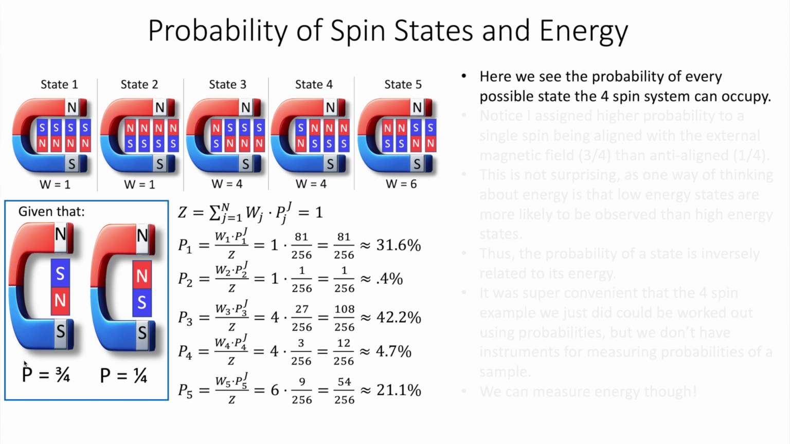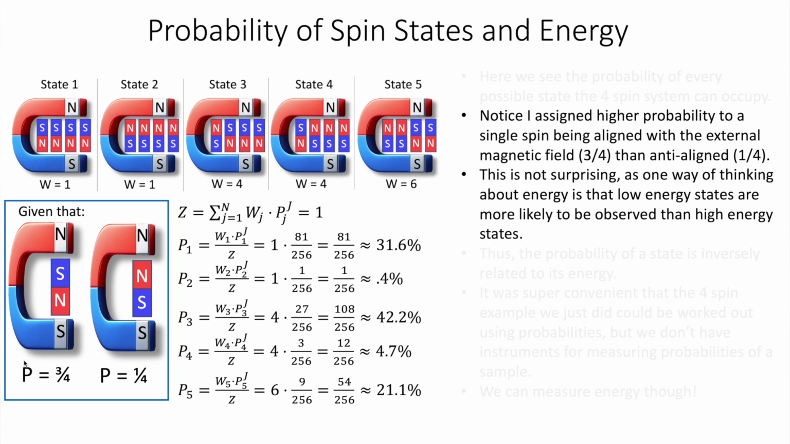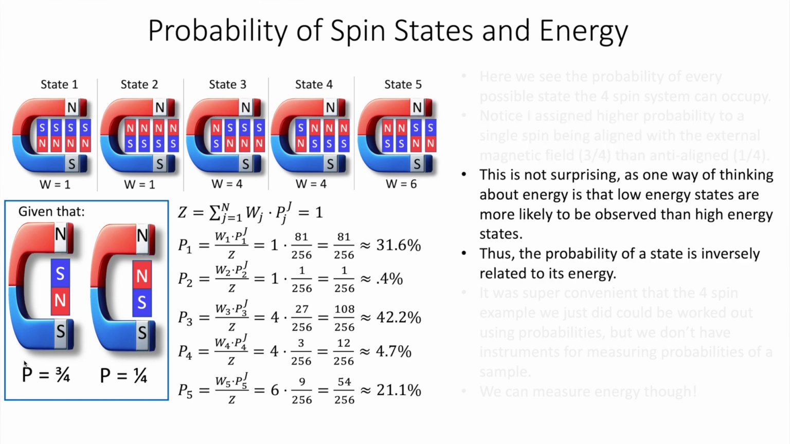So almost never. And also state 4, that probability is only 4.7%, where only one of the spins is going with the magnetic field. Now, notice when I put this together, I assigned higher probability to the aligned state than the anti-aligned state. And intuitively, this probably shouldn't surprise you, right? Of course, we're more likely to see the lower energy state. And this highlights a really important notion that the probability of a state is inversely related to its energy. So if you're thinking about an equilibrated system, well then the low energy states are the ones we are likely to see, and the high energy states are the ones we're less likely to see.